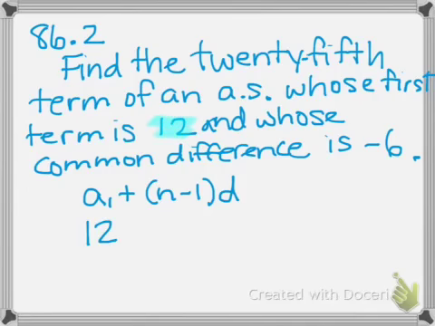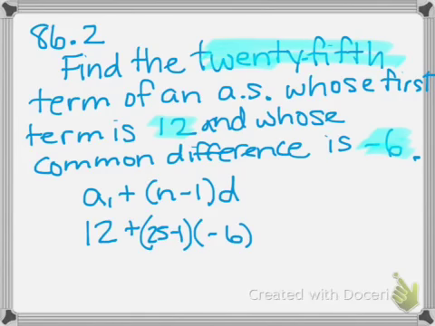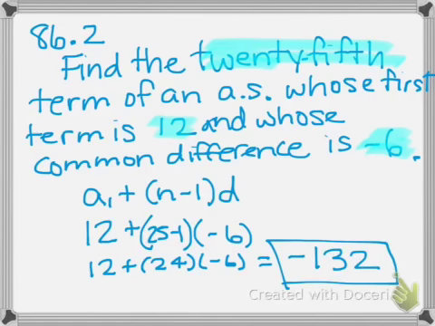A sub 1 is your 12, your difference is negative 6, and then we need to find the 25th term, so that's going to be 25 minus 1. If we just multiply that out, we get 12 plus 24 times negative 6, which is negative 132.